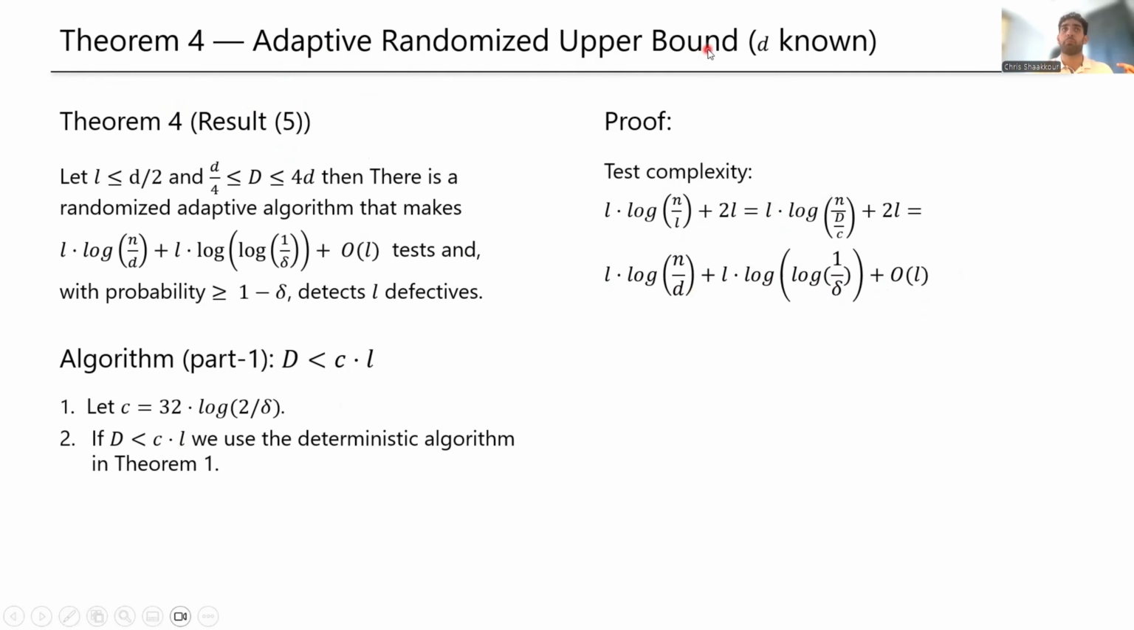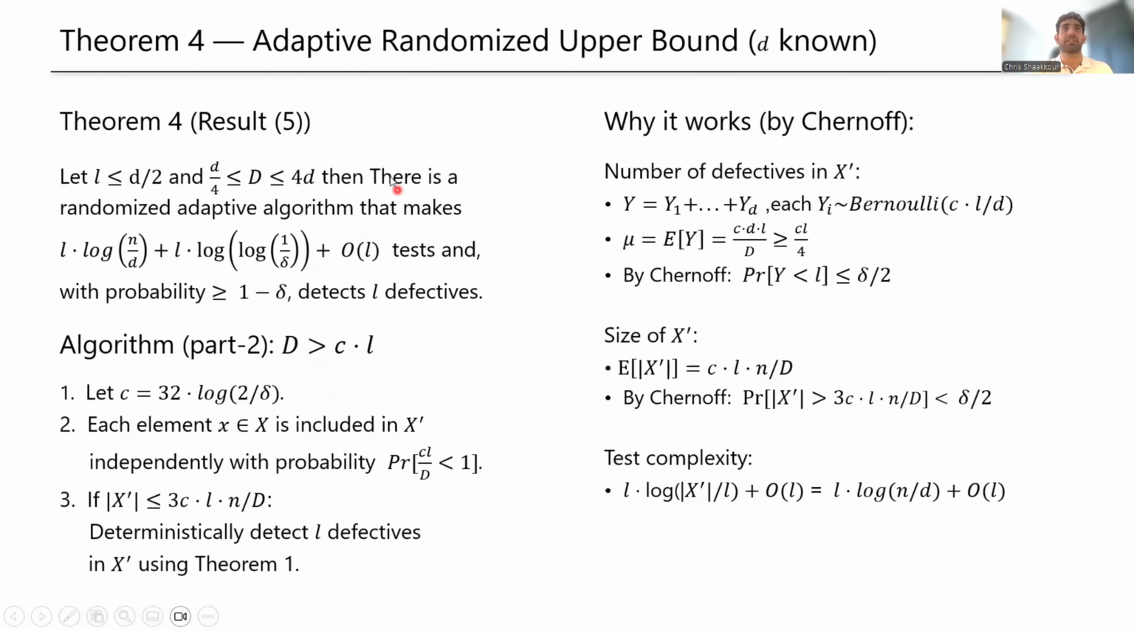So this is the upper bound of theorem number 4, which is result 5 for the adaptive randomized upper bound, where D is known. We know the number of defective items. That is the first part, where D is smaller than C times L. The second part, we're going to see the opposite case, where D is greater than C times L. So we have the same setting of the theorem regarding result number 5. Part 2, where D is greater than C times L.